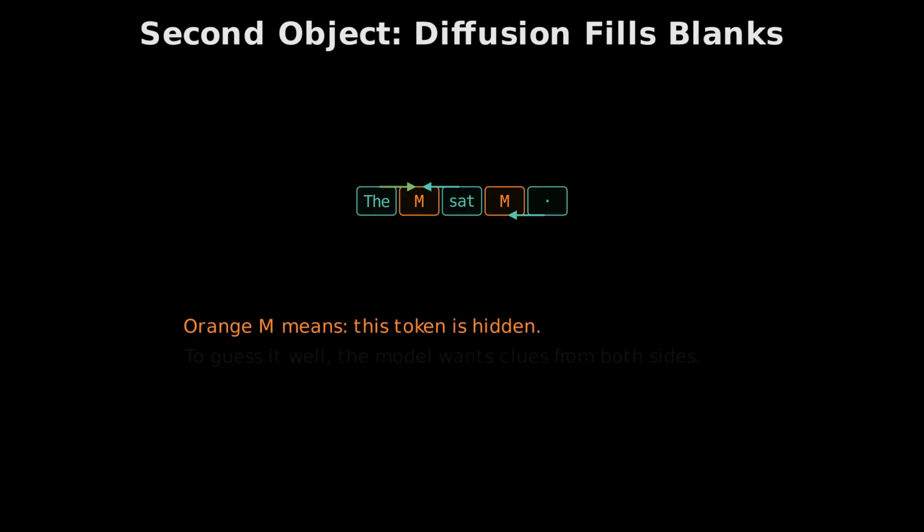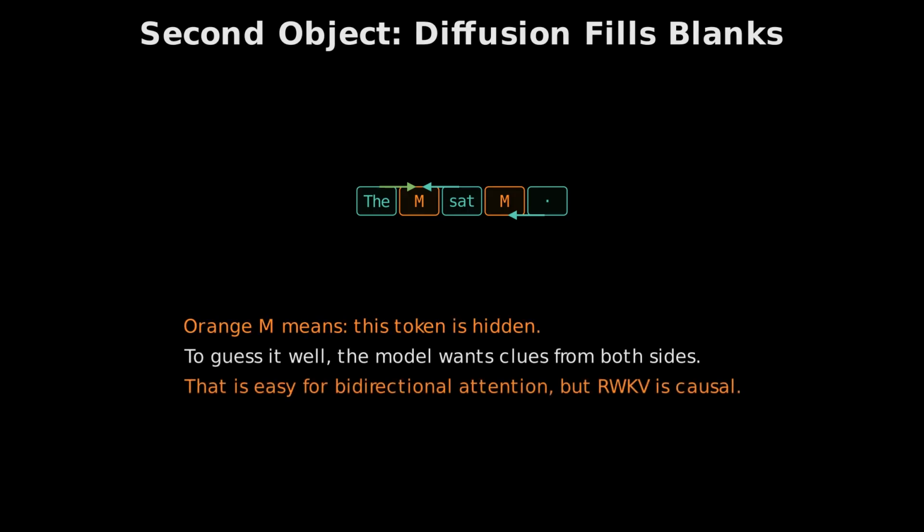So diffusion is different? Yes. The masked row appears next. Each orange M is a hidden token, not decoration. The first green arrow shows a clue from the left. The cyan arrows show clues from the right. We draw both directions because diffusion-style filling wants both sides. The notes name the catch. Bidirectional attention can do this naturally, but causal RWKV cannot look right.